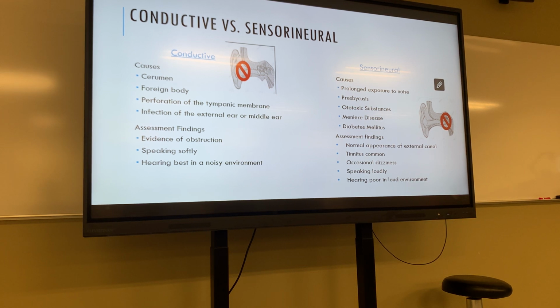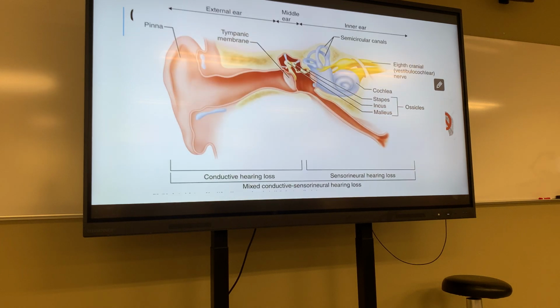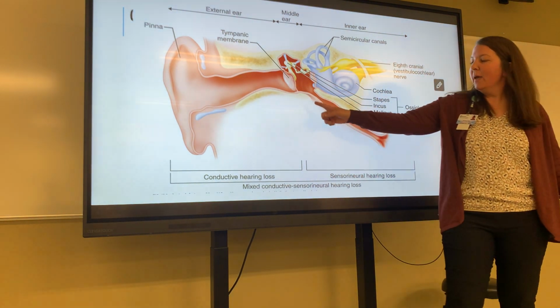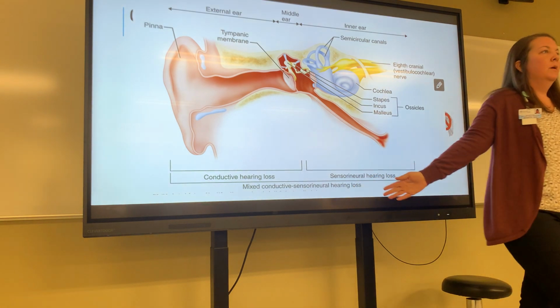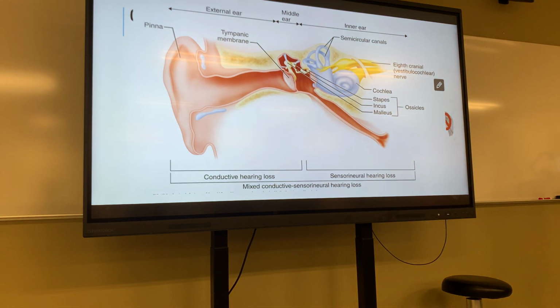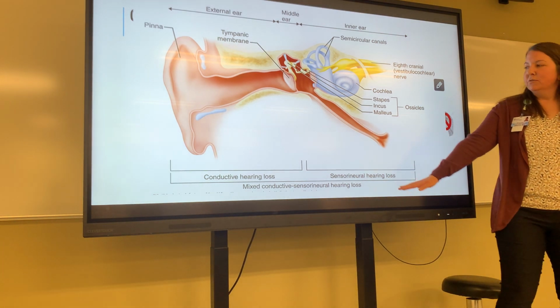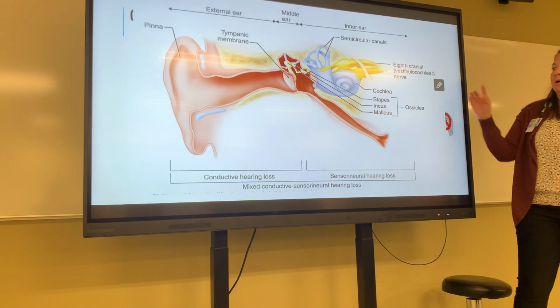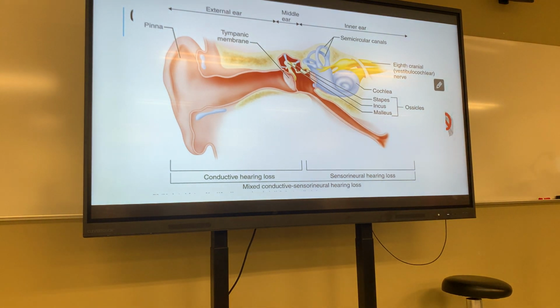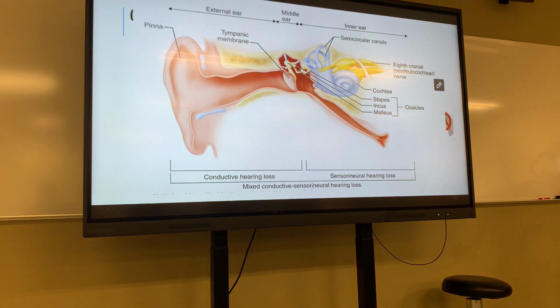Okay? So just to help you visualize this, I threw this picture in. So conductive hearing loss, down here, goes from the outer ear all the way up to the tympanic membrane. Okay? And that's when there's the obstruction there, the earwax, the foreign body, and whatnot. Sensorineural hearing loss now is from the tympanic membrane forward. So the cochlea is affected, the little tiny hairs are affected, okay?